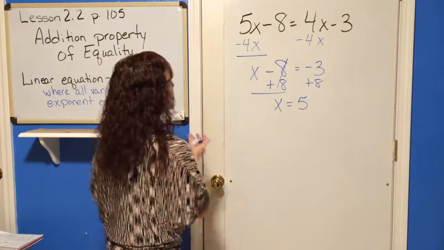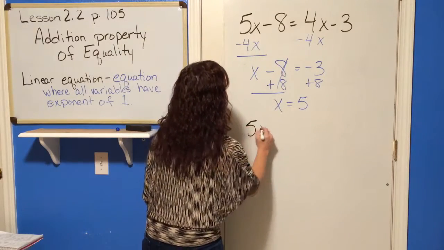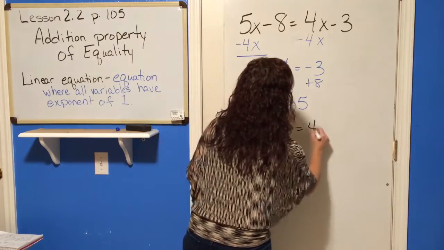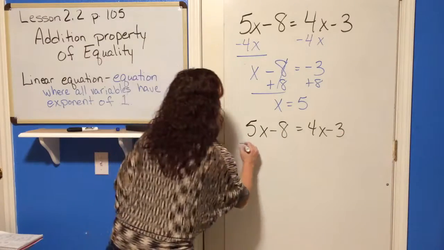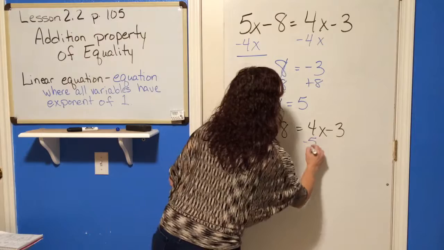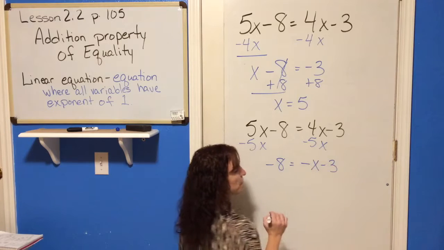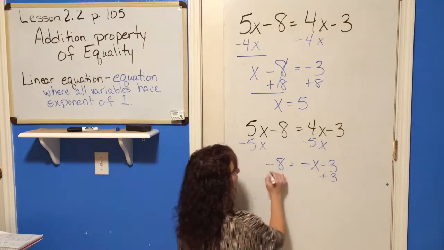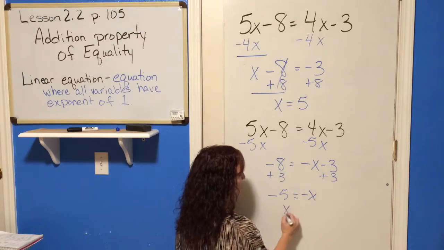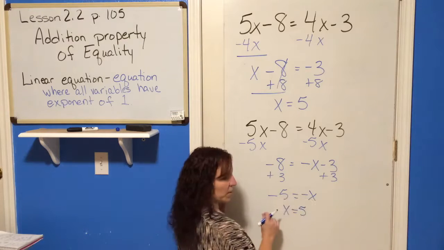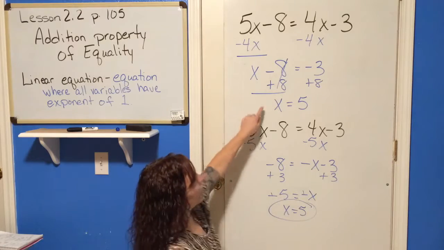Now, you might say, how do you know which direction to move that? What if we had 5x minus 8 equals 4x minus 3, and I had said, well, what if I moved this 5x to that side? Now I have negative 8 equals a negative x minus 3. Well, now I add 3 to both sides, and so negative 5 equals a negative x. So now x equals just 5. If both of them are negative, I can divide both by negative 1 and make them both positive, and so x equals 5. We get the same answer.